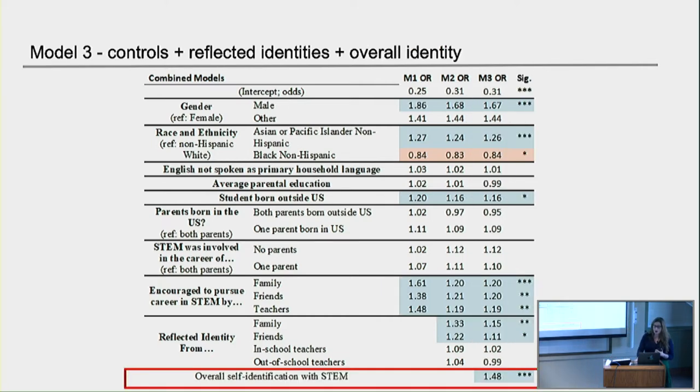When we add in our final model using overall identity, which we added to see if there was an effect above and beyond just a student's identity, we kind of used the self-identity as an overall control. So here we see that our controls are roughly the same. Our family and friends effects have decreased, but family still has the highest positive association, followed by friends, and encouragement to pursue STEM is still significant.